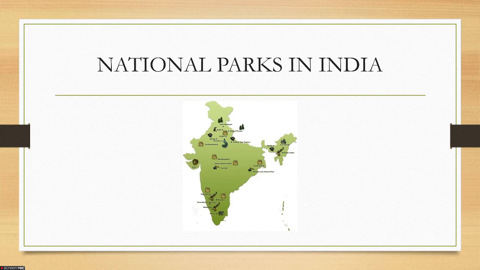During the past 3 decades, several national parks, sanctuaries, and other protected areas have been established to conserve biodiversity. Several species have been declared as endangered or rare, and certain measures have been taken to improve wildlife. In this image, you can see the various national parks which are established in India at different locations.